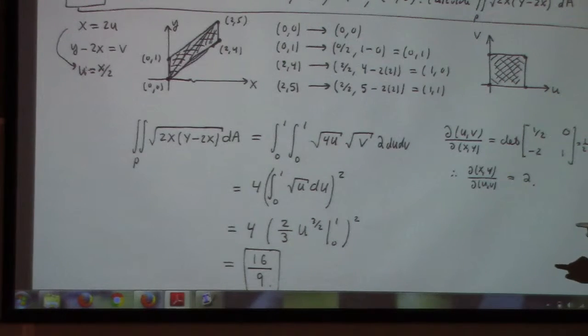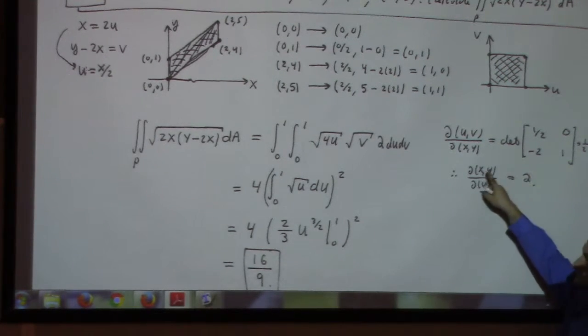So all I really have to do is look at the corners (0, 0), (2, 4), (2, 5), (0, 1), and see where those go. And that will tell me what the new region is. And it's the same story as usual. When we do a substitution for an integration, there are two things we have to do, right? We have to change the bounds, and we have to change the measure. Changing the measure is done with the Jacobian, which works out to 2 in this case.